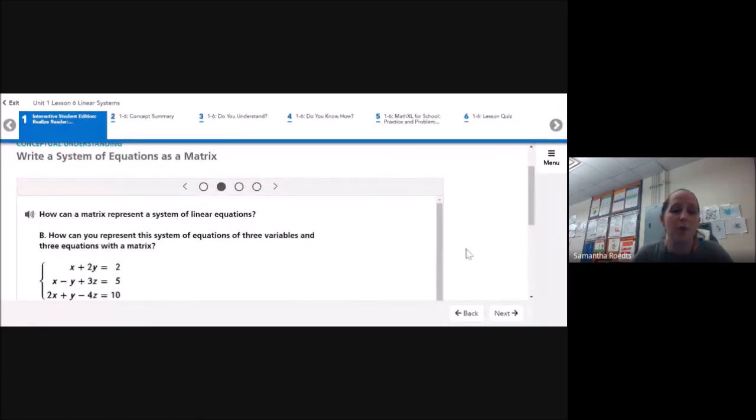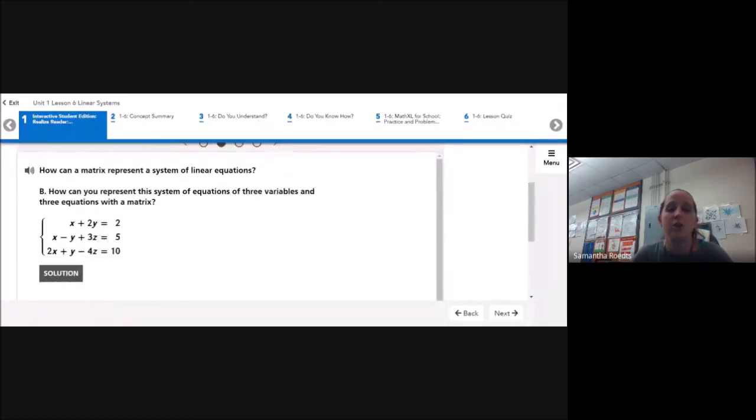I can go backwards, of course. I can do matrix to a system, and I can do systems to linear equations. So here I have a system of linear equations in 3 variables. Okay? I have my x's, my y's, my z's, and my constants.